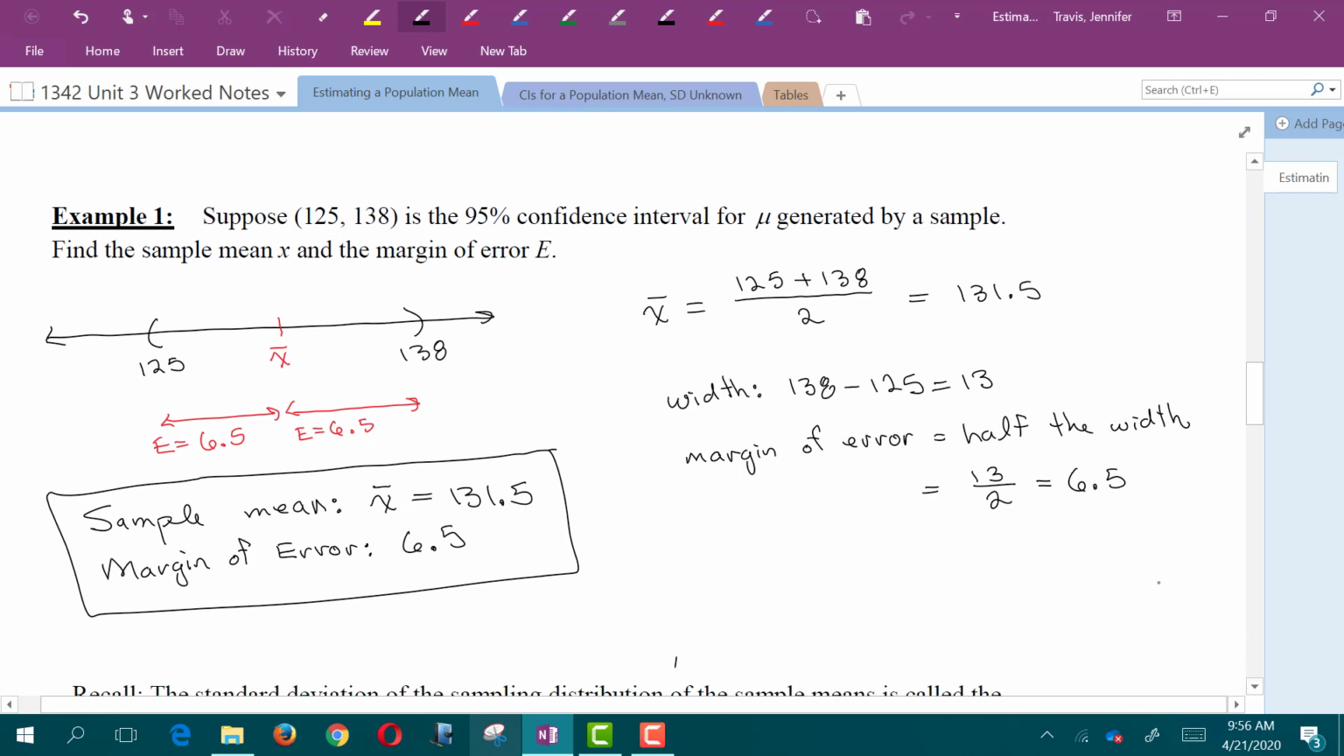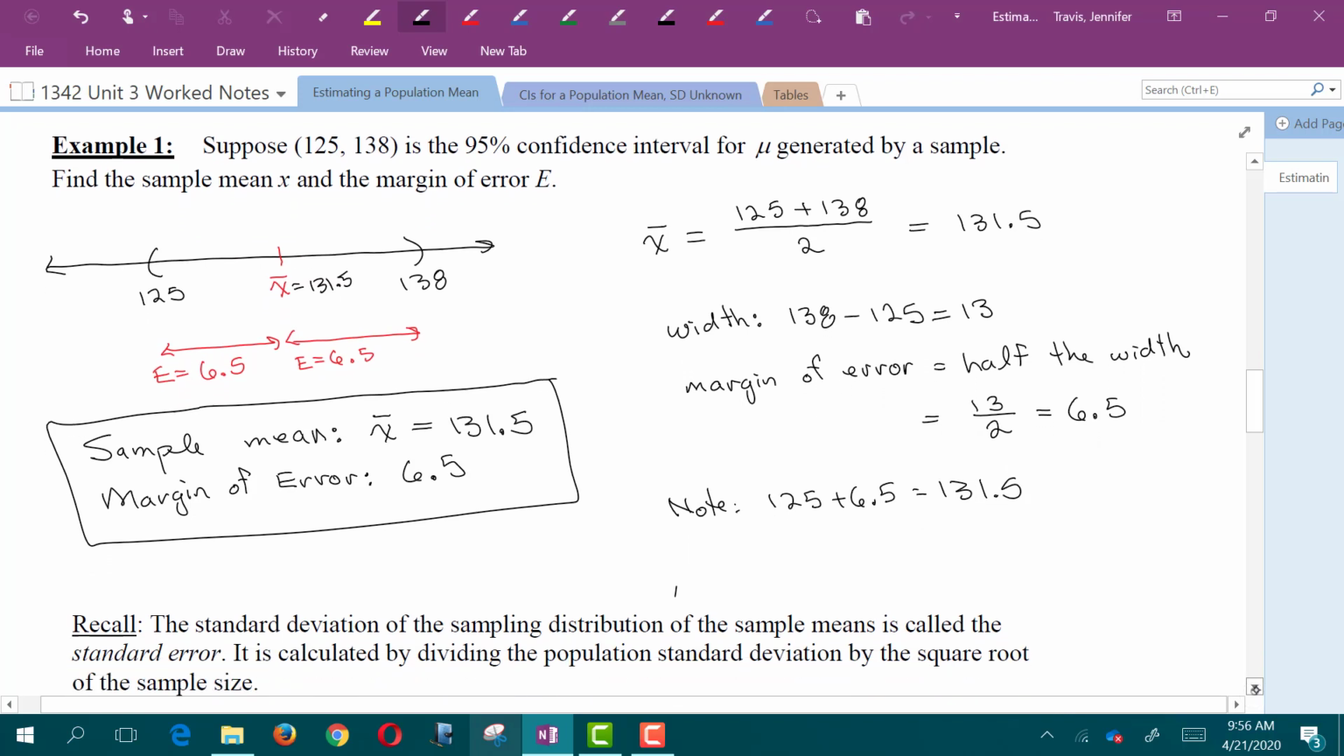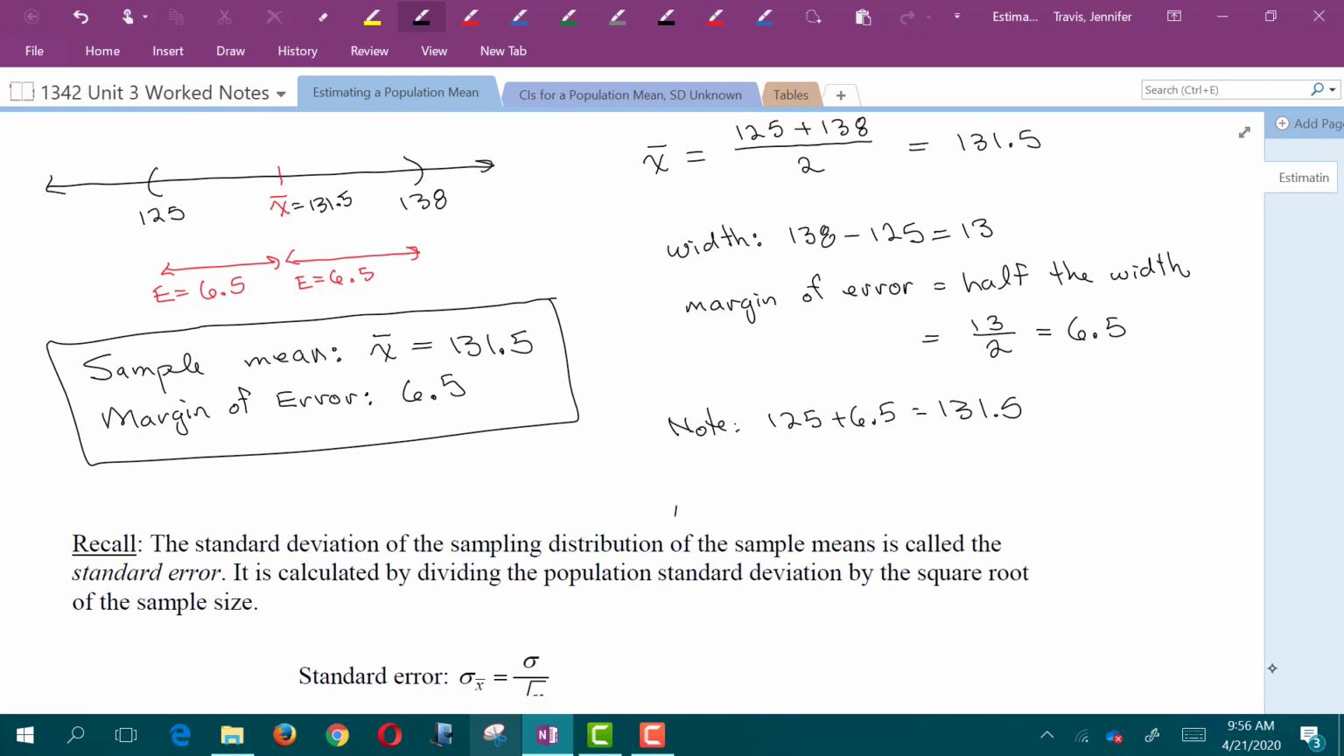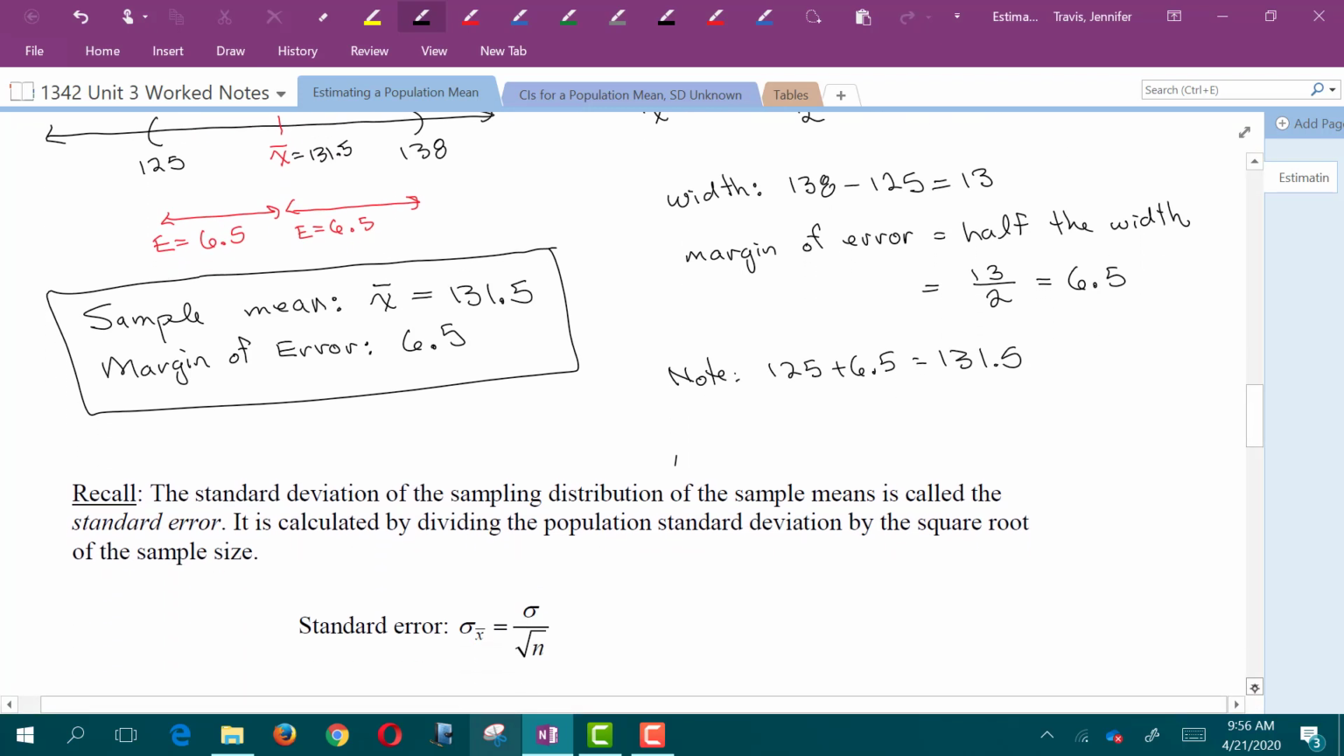And notice if you do 125 plus 6.5, that gets you right to the 131.5. Let me label that on my picture. Okay. I want to remind you of something else here.